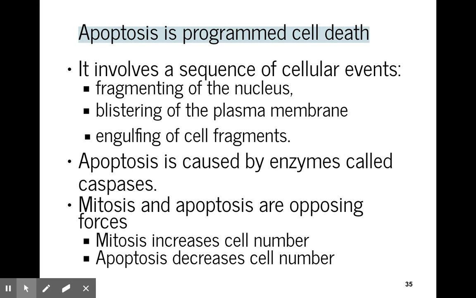Apoptosis is a term that you need to know, so make sure that you highlight that. Apoptosis means programmed cell death. Some of our cells are programmed to die, so that would be a slowing or stopping of cellular division. It involves a sequence of cellular events: either the nucleus gets fragmented and breaks apart, the plasma membrane or cell membrane blisters, or it engulfs cell fragments. Apoptosis is caused by enzymes called caspases. Mitosis and apoptosis are opposing forces, meaning that mitosis increases cell number, whereas apoptosis decreases cell number.